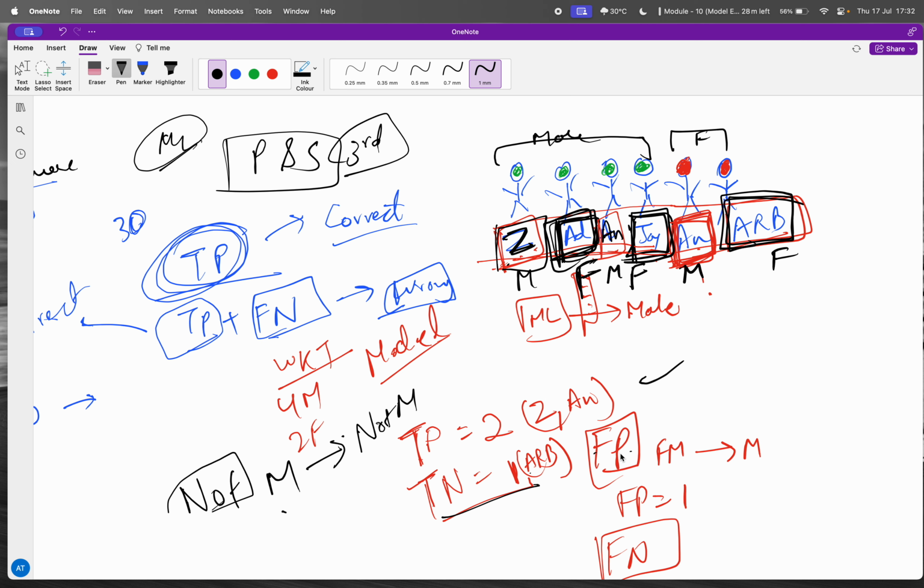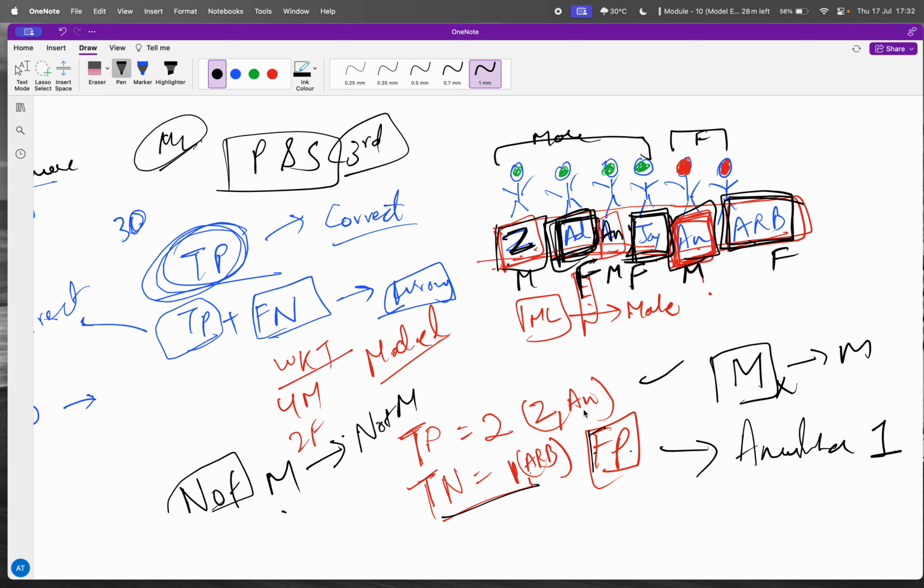Now FP stands for false positive. False positive means that person was not male but marked as male. Who is that? Anushka. Anushka was not male but marked as male. That is false positive, meaning spreading a wrong rumour, telling something wrong. The person didn't commit a crime but we are told he committed a crime. That is false positive. So who is the false positive here? Anushka, and how many? One.